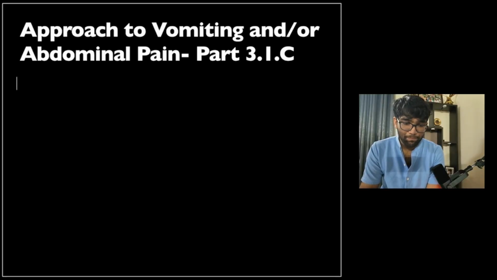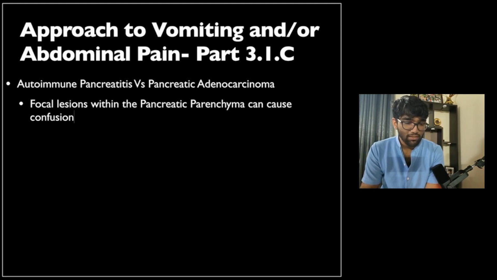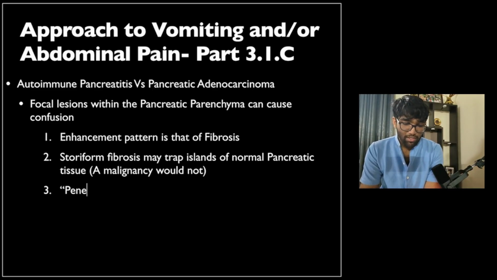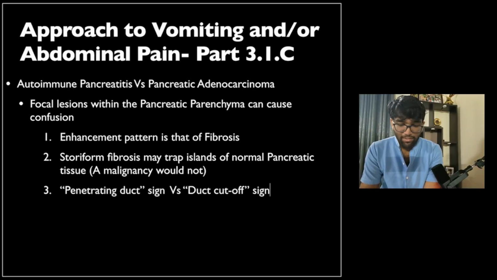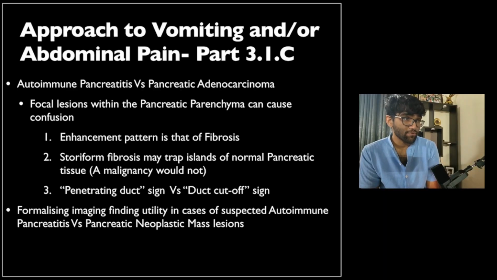I'm going to talk about autoimmune pancreatitis versus pancreatic adenocarcinomas and how we use imaging to differentiate focal lesions caused by these two entities. Then we'll talk about enhancement patterns, naturally in case of autoimmune pancreatitis being that of fibrosis. We'll talk about how storiform fibrosis may trap islands of normal pancreatic tissue. Malignancy naturally would not do this. And we'll talk about two signs, the penetrating duct sign and the duct cutoff sign, both specific. And then we'll formalize the imaging findings and how they are utilized in differentiating autoimmune pancreatitis versus neoplastic mass lesions.